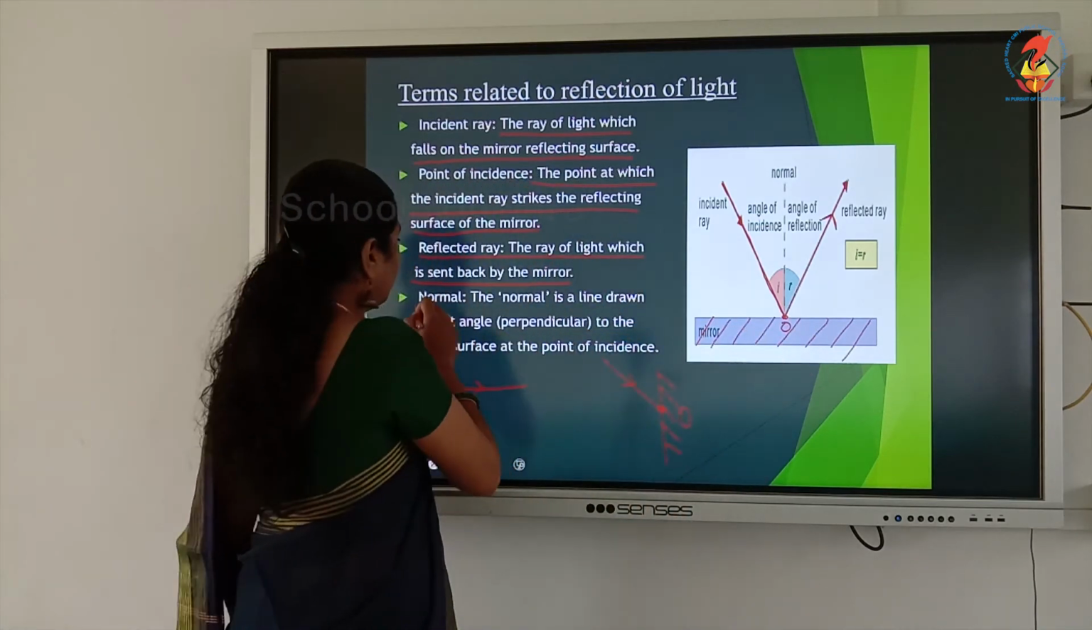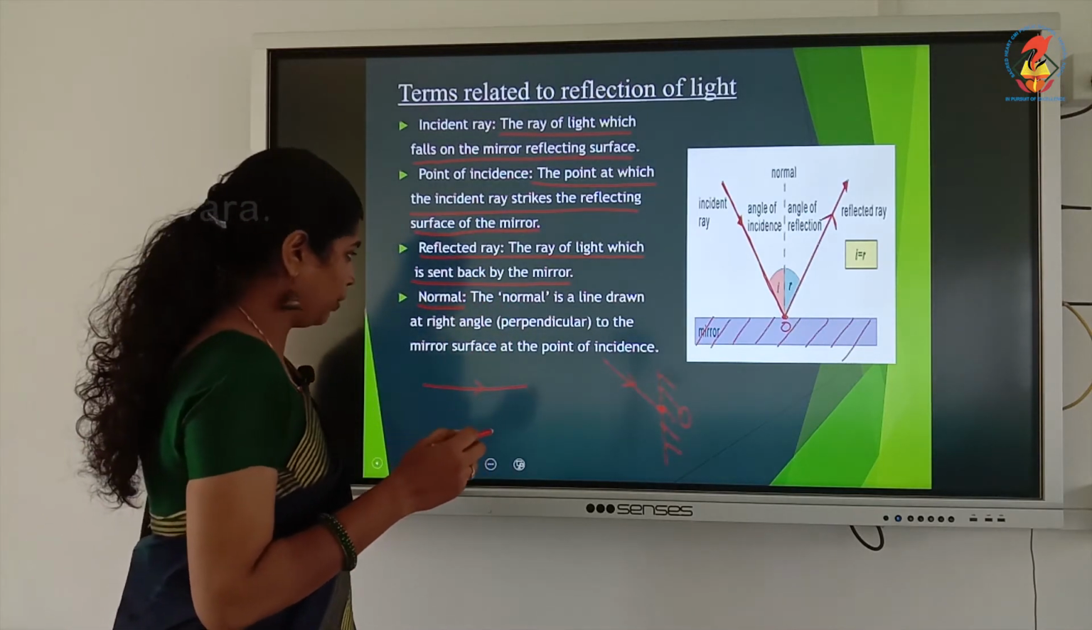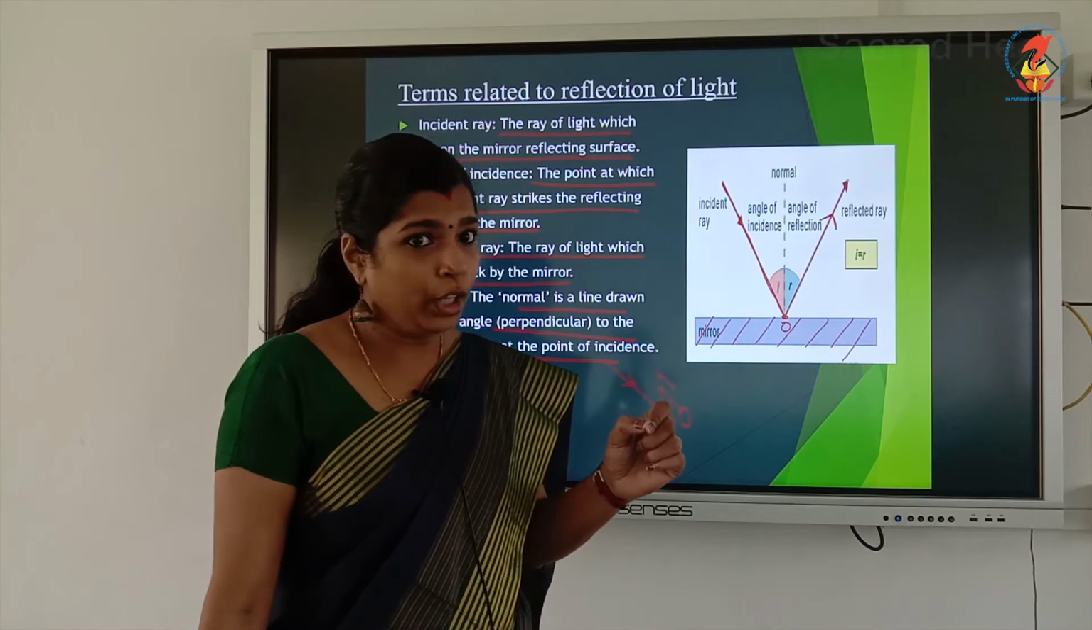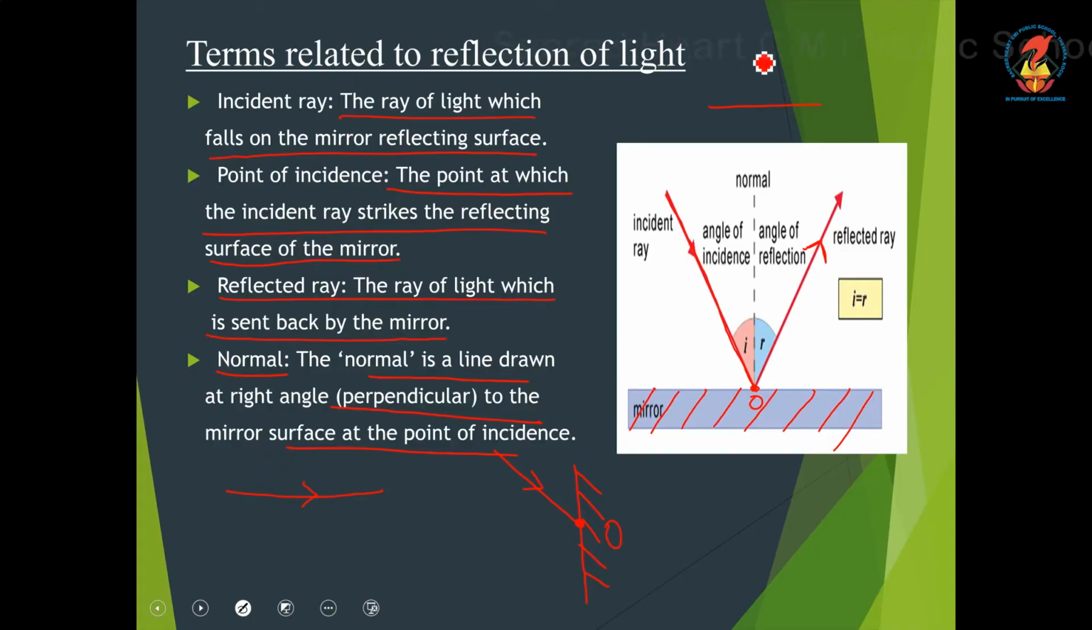Now, normal. The normal is a line drawn at right angle to the mirror surface at the point of incidence. Suppose this one is a ray. Normal means if you draw a line at right angle to this line, this angle is 90 degrees. So, this line A is normal to this line B.